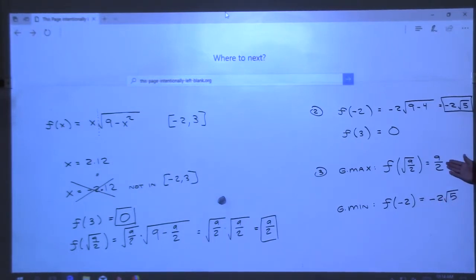Obviously, that's a positive number, right? This is a negative number, so this is bigger than this. And 0 is in there, but 0 is obviously between those two. So that's it.